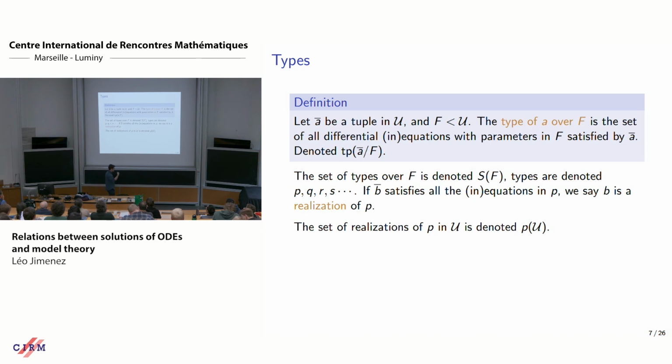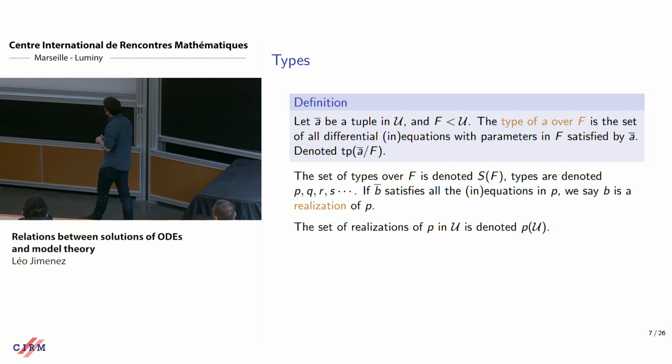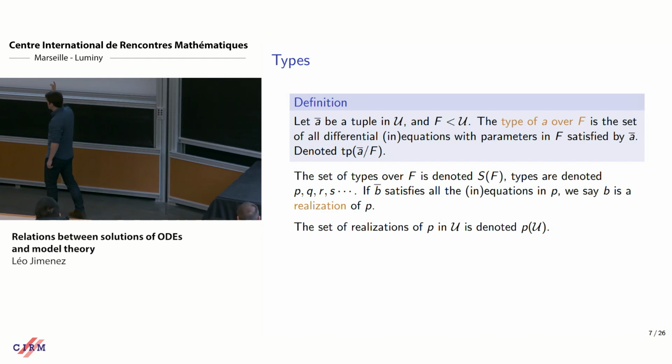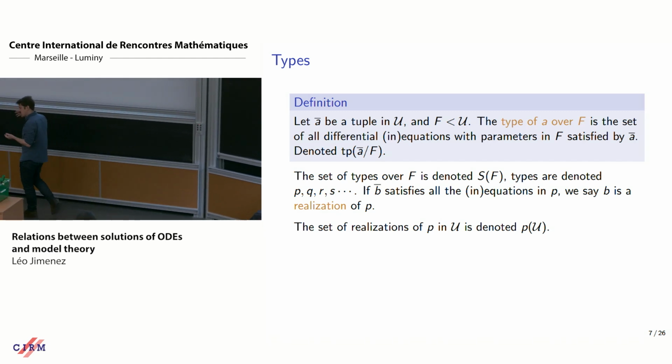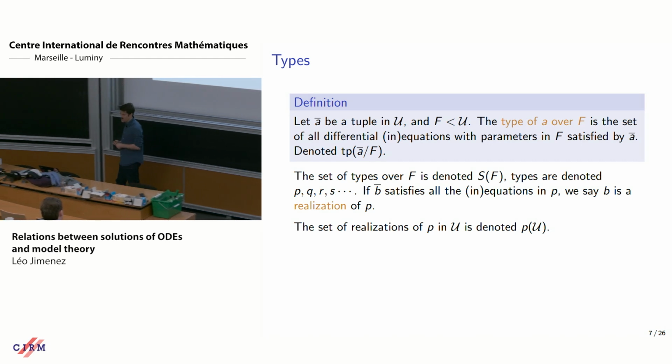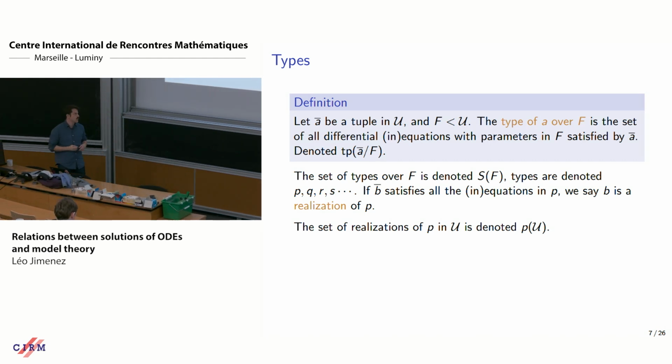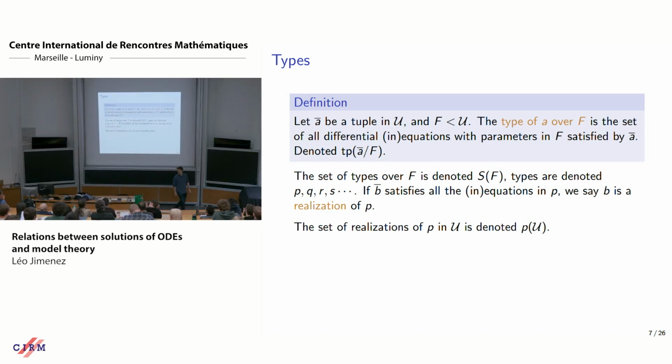If I look at the set of all types over F, we have a notation for this. We call it S(F). Letters for types are usually p, q, r, s. Then if b bar satisfies all the inequations and equations in a type, we say it's a realization of p. The set of realizations we call p(U). Is everyone okay with types so far? Okay.